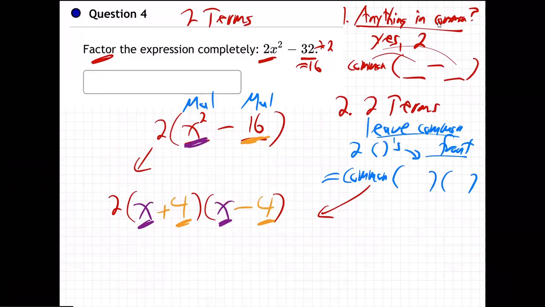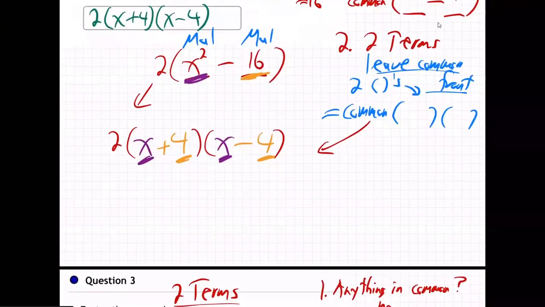All right, so then we write that answer in up here. So the answer is 2(x + 4)(x - 4). Either order, you could have the minus first and then the plus. It doesn't really matter. Hey, let me check just for interest's sake. It's not required at all, but let me prove it's really right. Now, how do you check when you have a common in front?